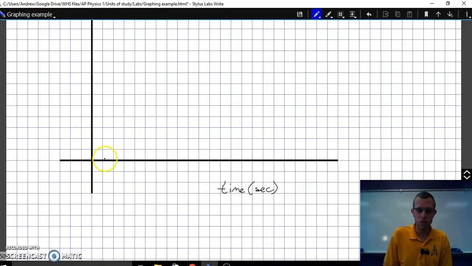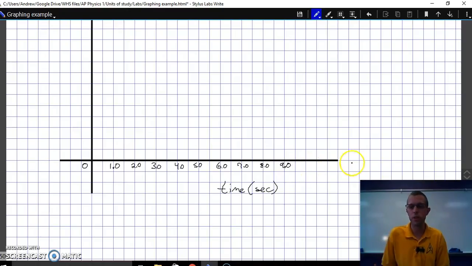And just to make this a little cleaner, my 0 there, I'm going to skip lines here. So 0.5 and 1.0, 1.5 and 2.0, 2.5, 3.0, 4.0, 5.0, 6.0, 7.0, 8.0, 9.0, and I can stop there because my biggest value was 8.9, but I could go on if I needed to.